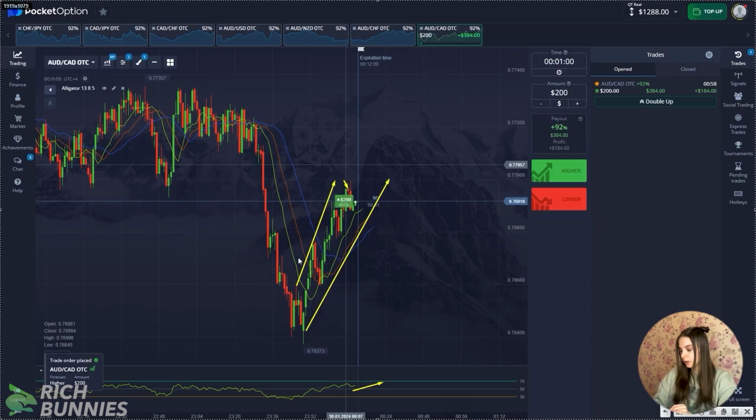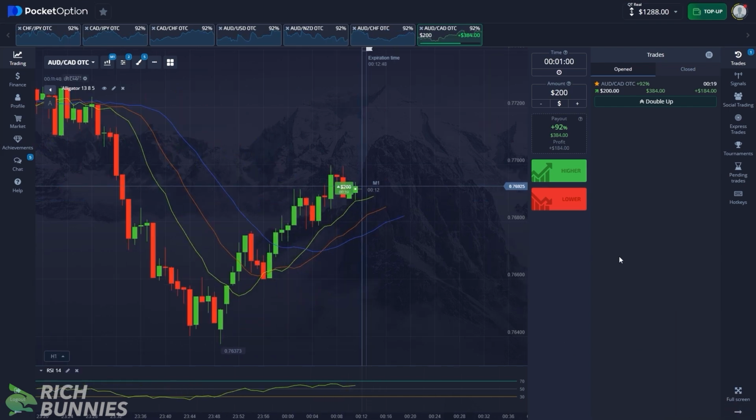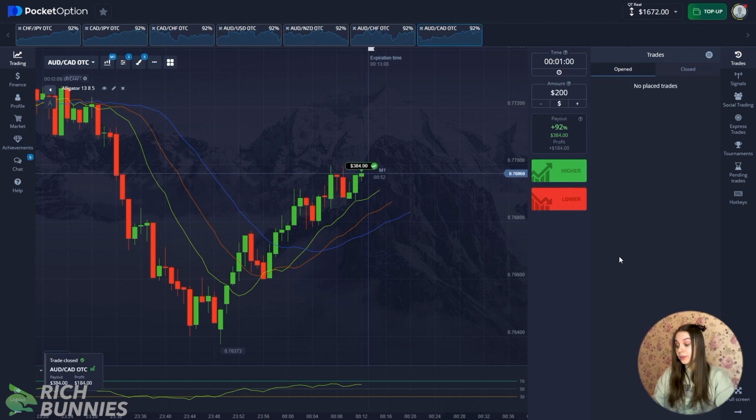Also, the previous two candles are red, which means there will most likely be no more pullbacks. Just one or two candles is enough for us. Let's watch. Yeah, perfectly. Our last trade is closing in a plus. And let's finish our trading session now.